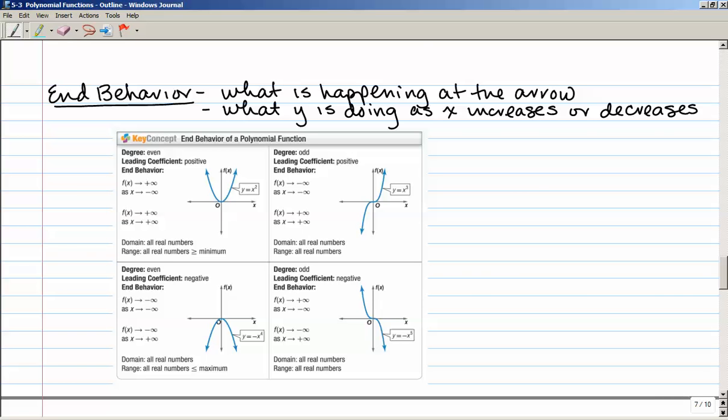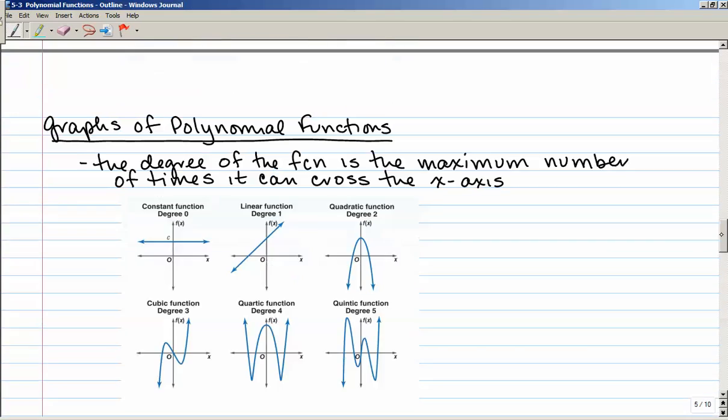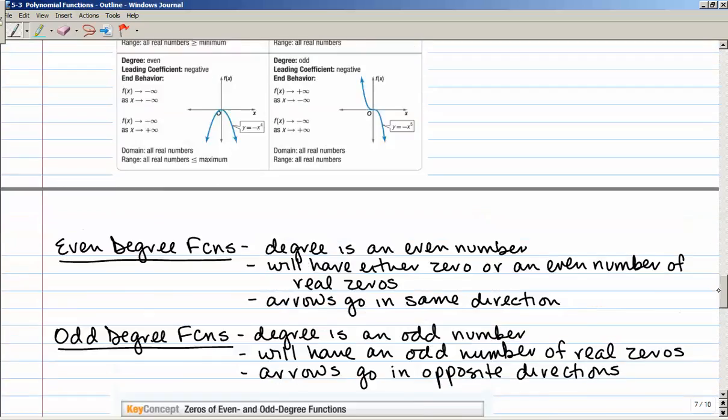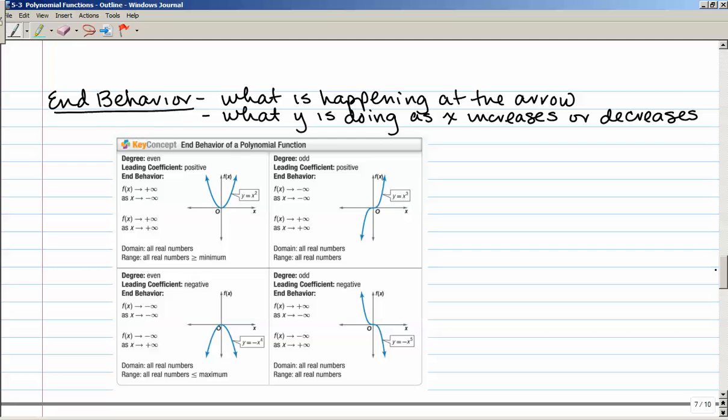And here's a chart from your textbook. It has a lot of interesting information on it, but just to basically go over this here. Let's see, did we talk about? Yeah, even and odd degree functions. We'll talk about that in the next slide here.